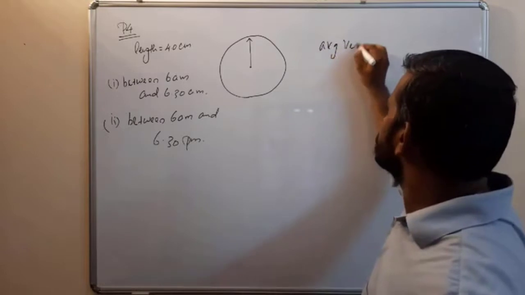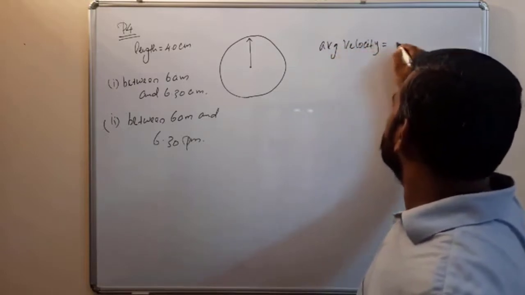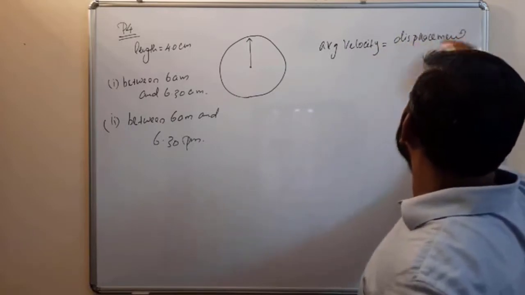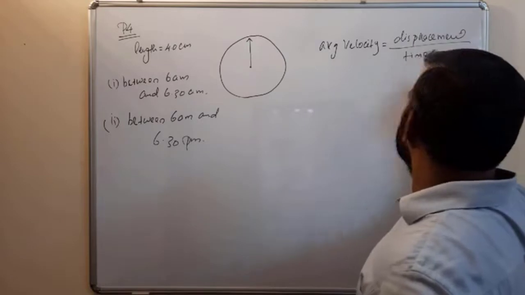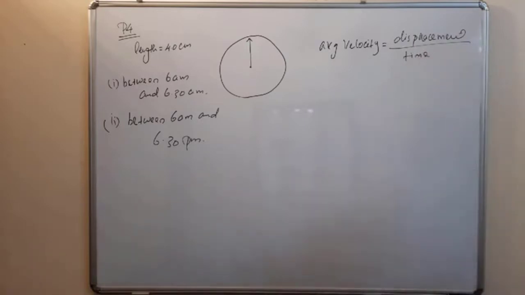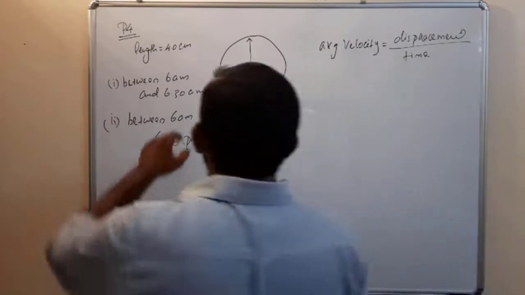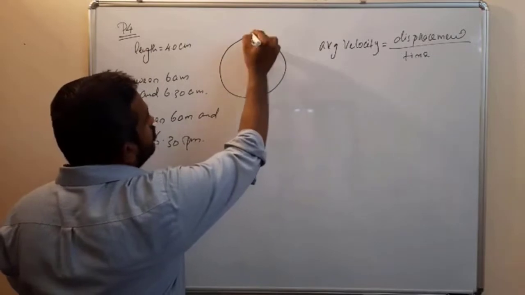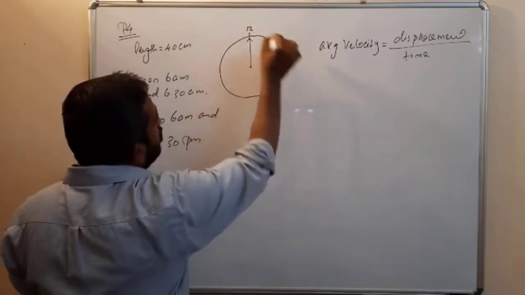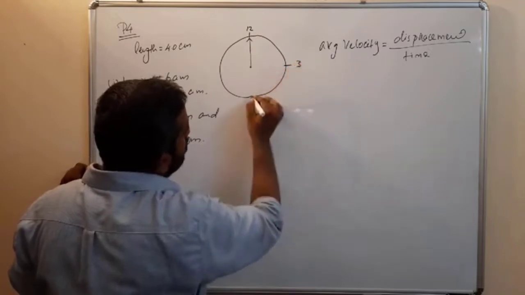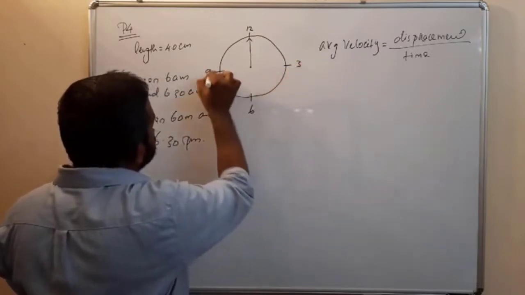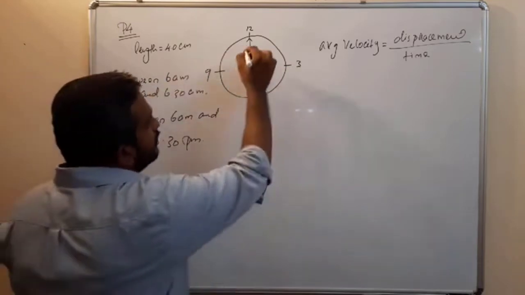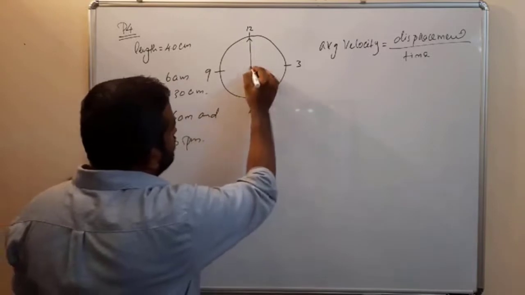Average velocity is equal to displacement by time. Okay. So when the time is 6 a.m., the minute hand is at 12. Suppose this is 12, this is 3, this is 6, this is 9. The minute hand is at 12. So the time is 6:30 a.m. means the minute hand comes here.